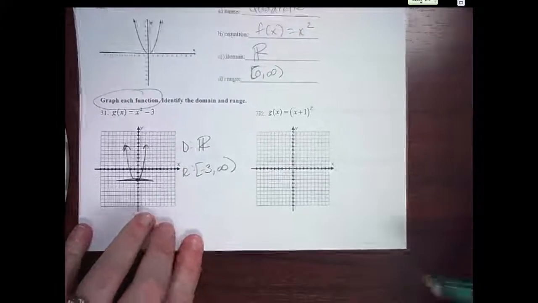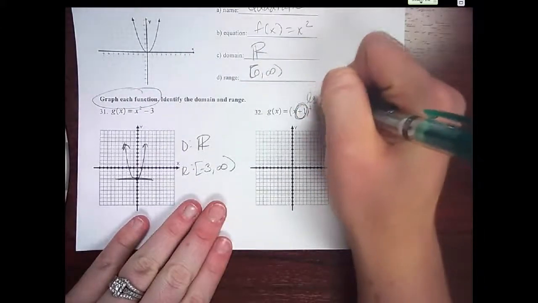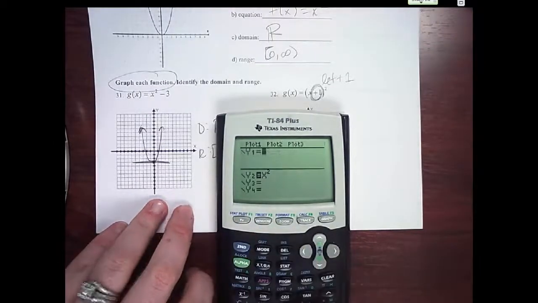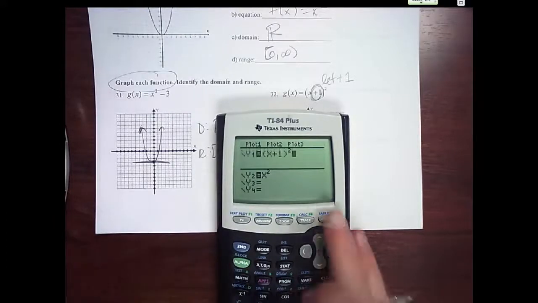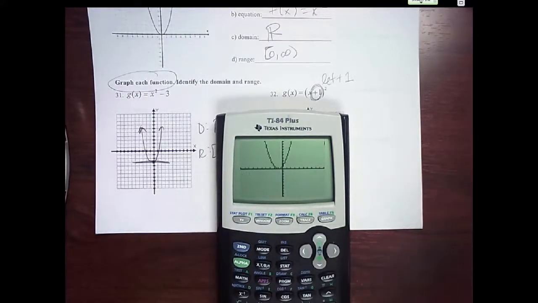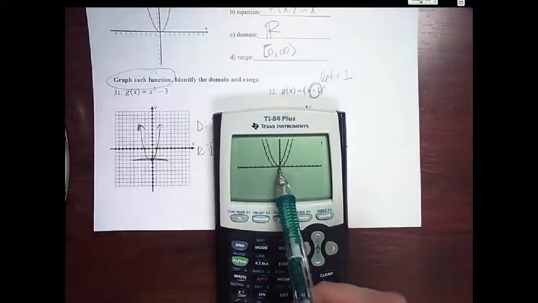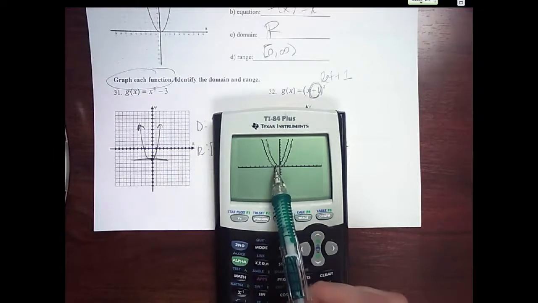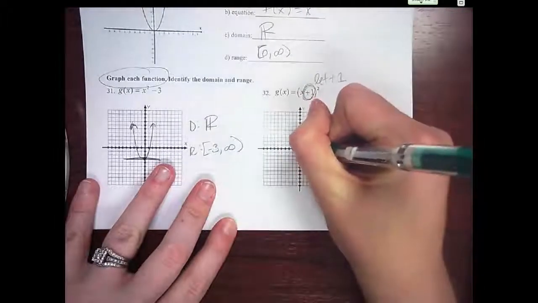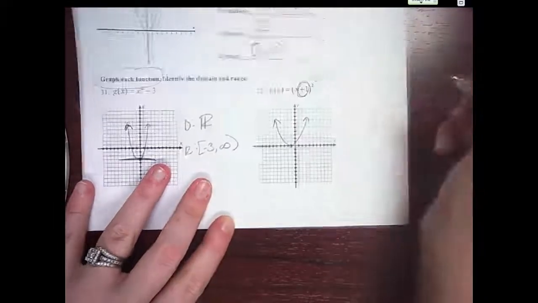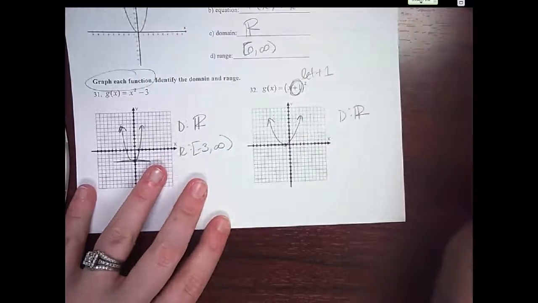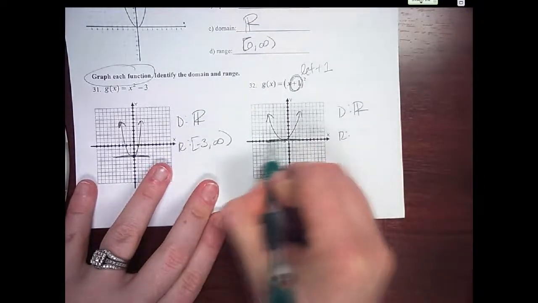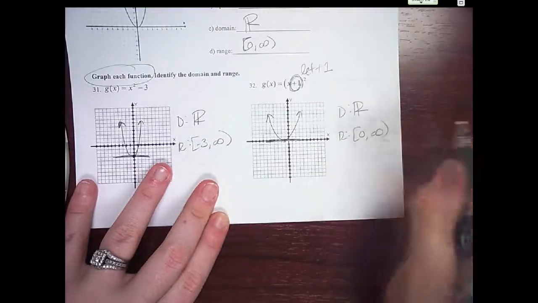Number 32. This moves left 1. Now, if you forget that, put it in your graph. So let's go back here and clear out the first one. Parentheses, x plus 1 squared, graph. There it is. It's hard to tell on this one, but look, here's the parent function, this one to the right at 0, 0, then it moves left 1. Okay, so I'm going to go left 1 and graph. Okay, domain doesn't change, all real numbers, but the range, how about the range? Well, the lowest y value is still 0. Okay, that didn't change. So 0 to infinity.